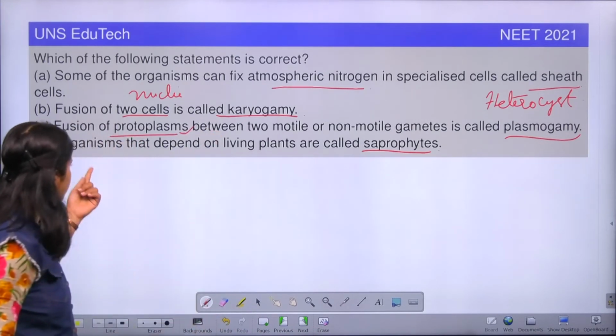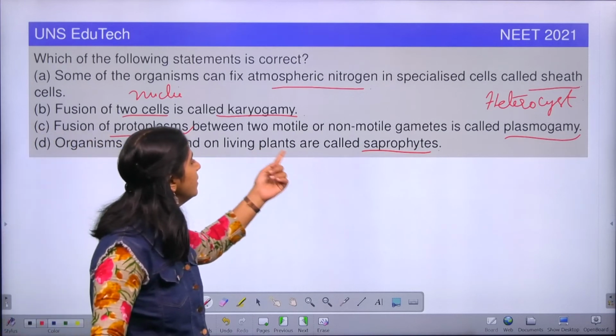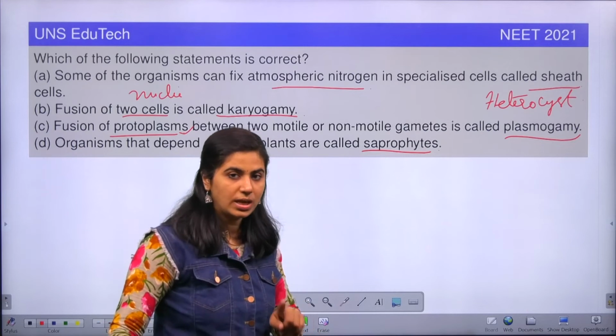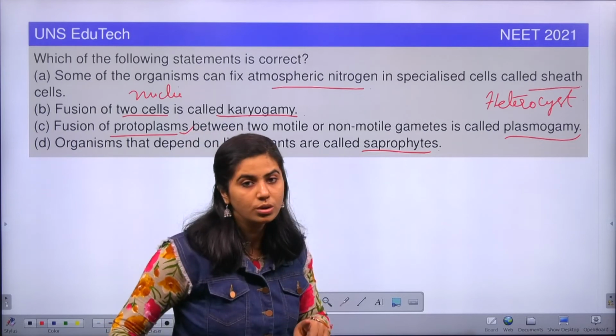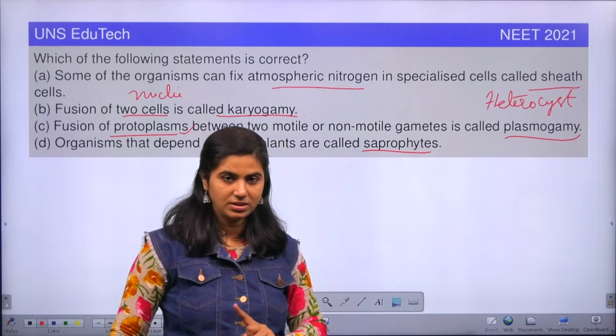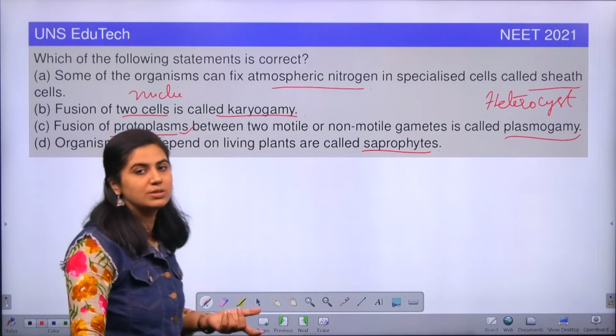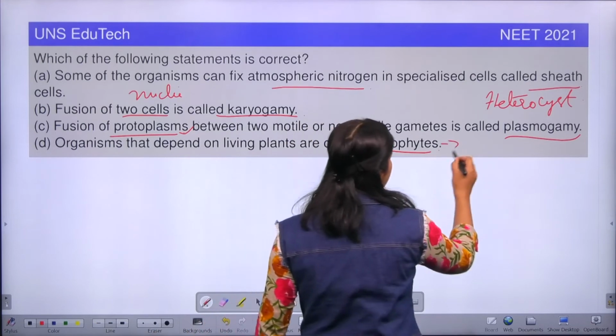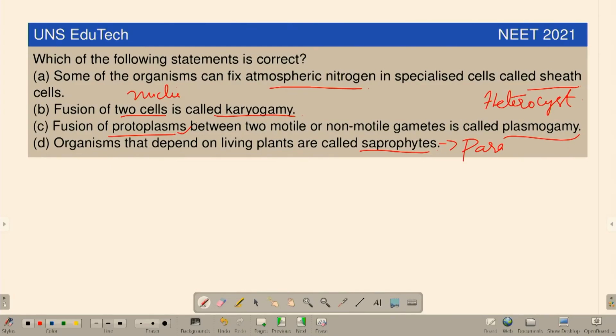And the last option was organisms that depend on living plants are called saprophytes. Do saprophytes live on living plants? No, saprophytes live on dead and decaying matter. So, who will live on living plants? Mostly it will be epiphytes or parasites. So it should be parasites or epiphytes. Or we can change the option, living plants to dead.